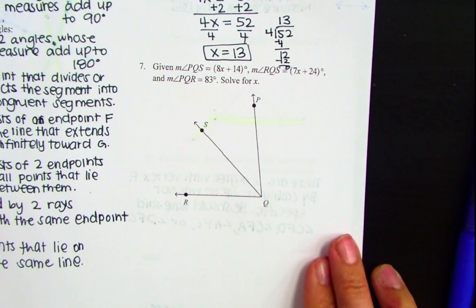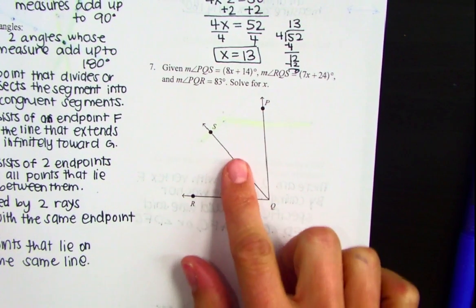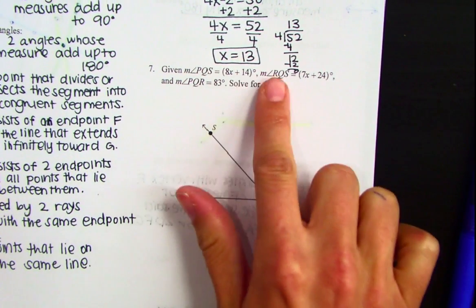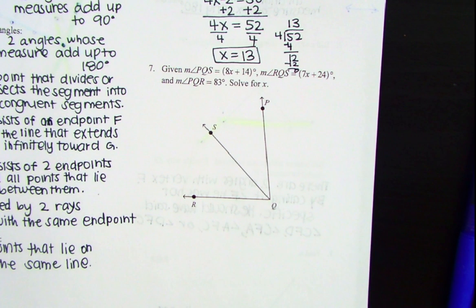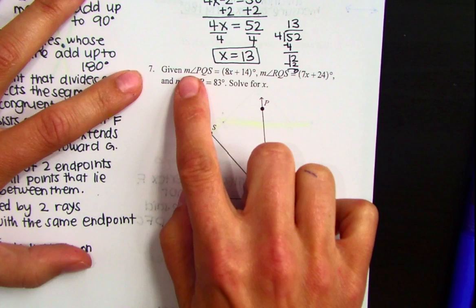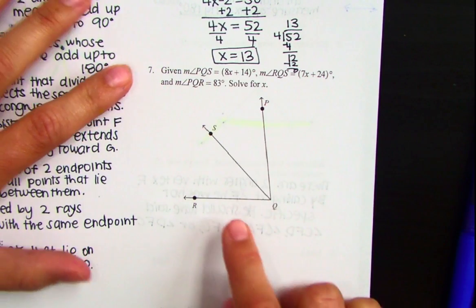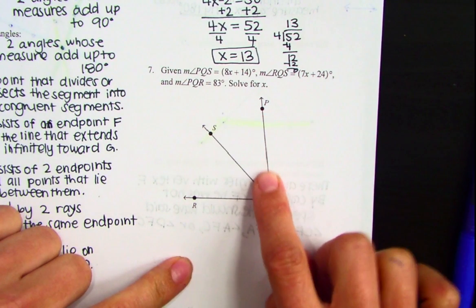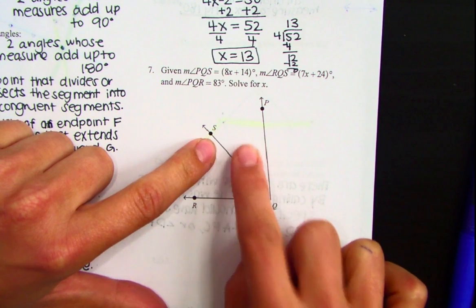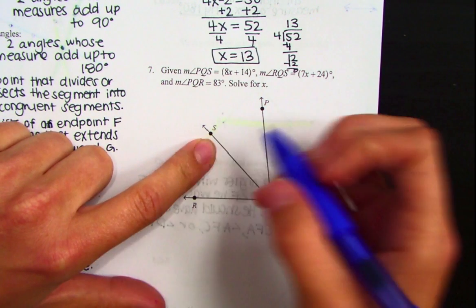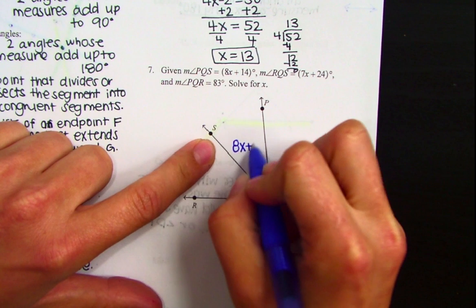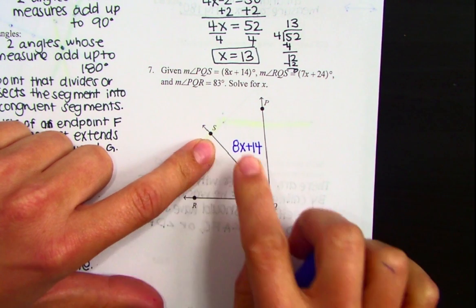Number 7. Again, they're giving us this figure and this information. I'm going to go ahead and write it in as I read it to kind of make it more visual and more clear for me. So the measure of angle PQS, that means PQS, this angle here, is 8x plus 14. I'm just going to write that in there. 8x plus 14 is going to be our degrees.